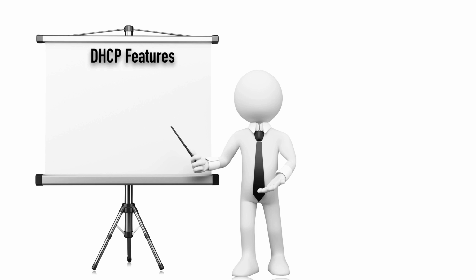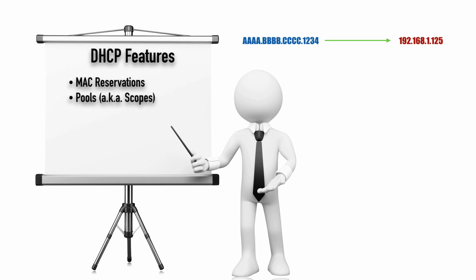What we can do is associate a device's MAC address with an IP address. We can make a MAC address reservation. So the AAAA, BBBB, CCCC, 1234 could always be mapped to an IP address of 192.168.1.125. Or we could have pools of addresses. In fact, we could have a combination of both. A pool, also known as a scope, is typically a subnet containing a grouping of IP addresses, and we could have different pools for different subnets. So different PCs in different subnets could still use the same DHCP server and be assigned an IP address in their appropriate subnet.